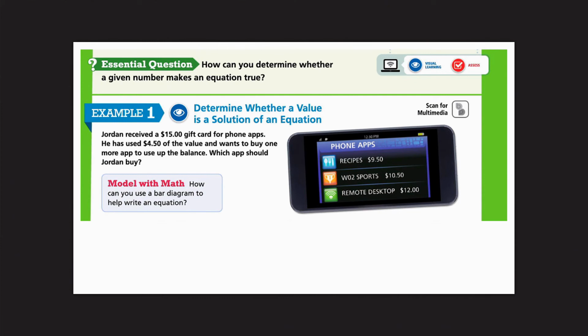And if you remember, an equation is a number sentence that has an equal sign, so we're going to see if both sides are the same, okay? So in this first example, it says Jordan received a $15 gift card for phone apps. He has used $4.50 of the value and wants to buy one more app to use up the balance. Which app should Jordan buy?